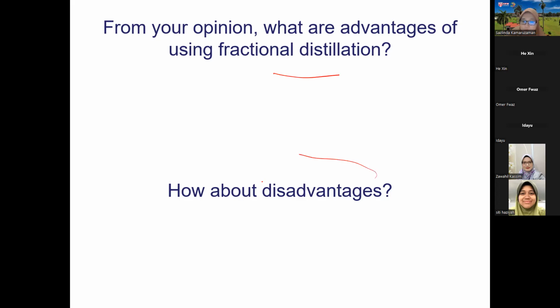Okay, so how about the disadvantages? Of course it has disadvantages too. What do you think?